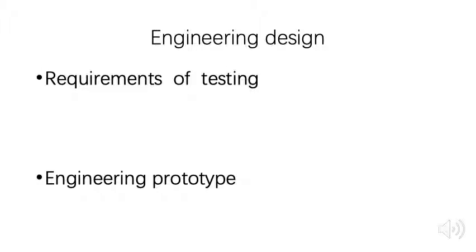The next part is engineering design. For this part, we need to get two results. The first one is the requirement of testing. The second one is a model of engineering according to this part. So those are the two results. We need to analyze some factors and considerations from the viewpoint of engineering design to get this result.